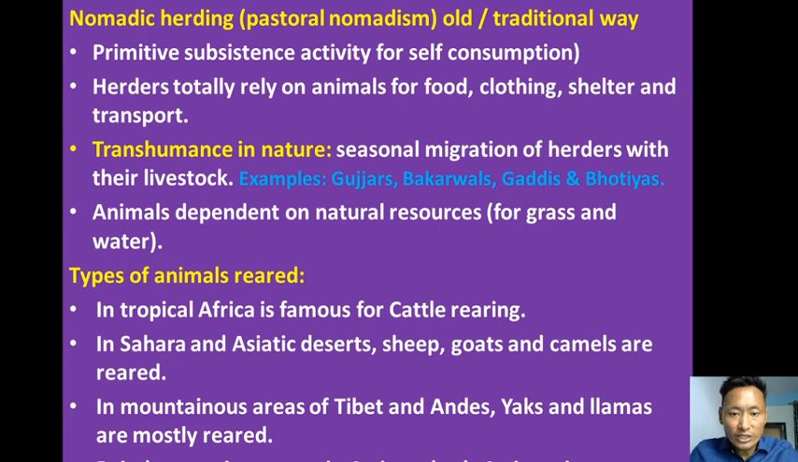In the mountainous areas of Tibet and the Andes, yaks and llamas are mostly reared, and reindeer are important in Arctic and subarctic regions. So these are the different types of animals reared in different geographical and climatic conditions in the world.